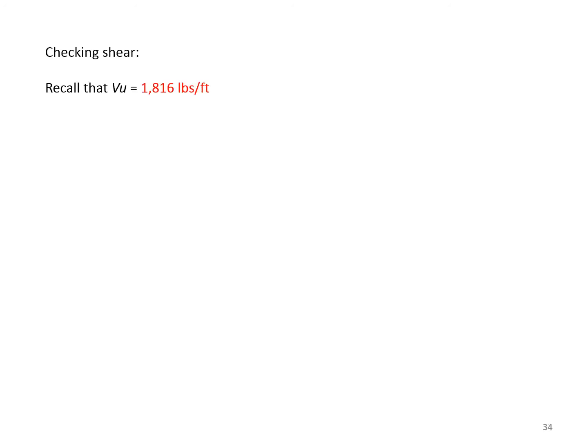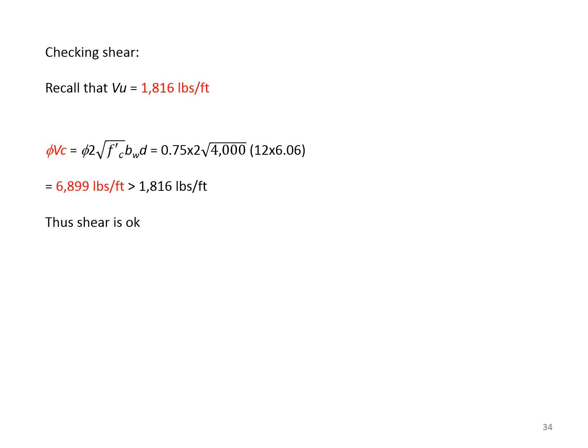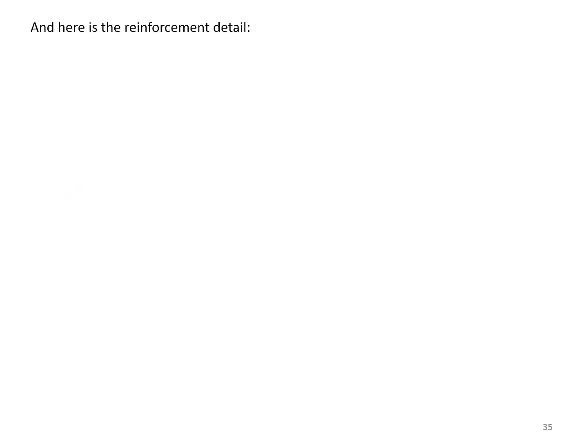Now we check for shear. Recall that Vu is 1,816 pounds per foot. The shear resistance is phi Vc, that's the factored shear resistance, and then phi is equal to 0.75. We end up with 6,899 pounds per foot as shear resistance. And certainly this is larger than 1,816 pounds per foot, so therefore shear is okay.